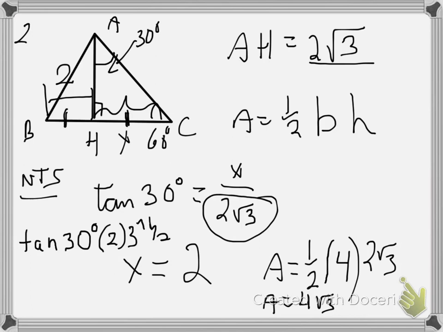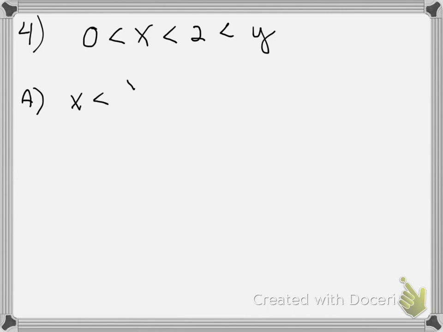Oh, yes. This is the problem that I really, really like. It says that 0 is less than x, and x is less than 2, which is less than y. This becomes a process of what you can eliminate. Here are your choices. A: x is less than xy divided by 2, which is less than y.